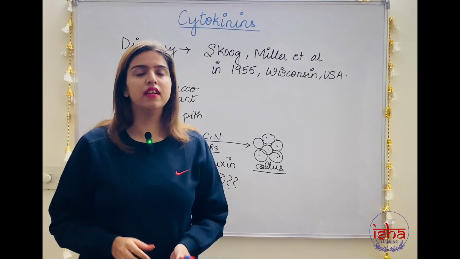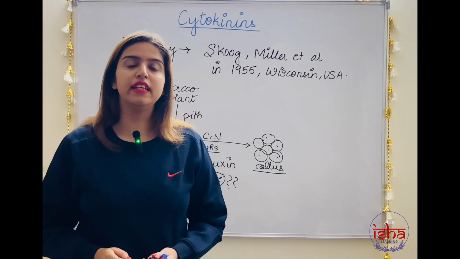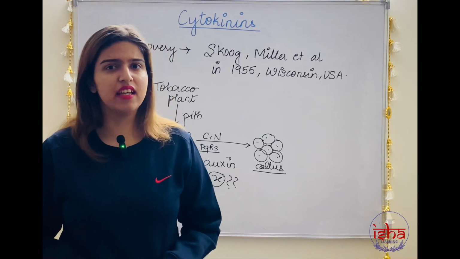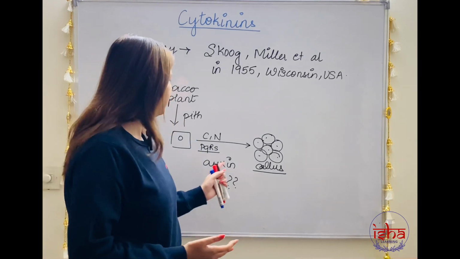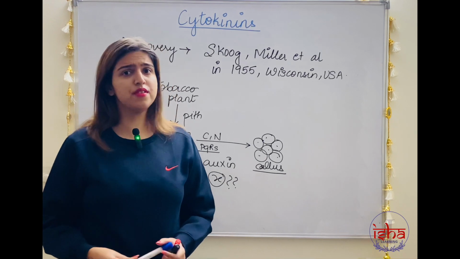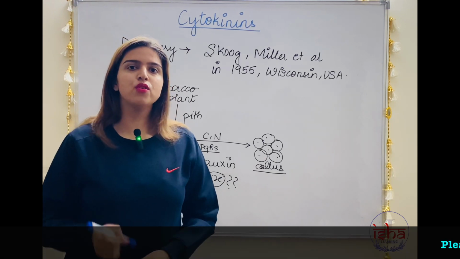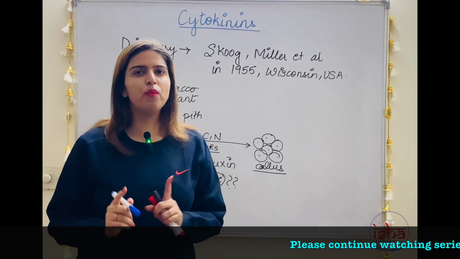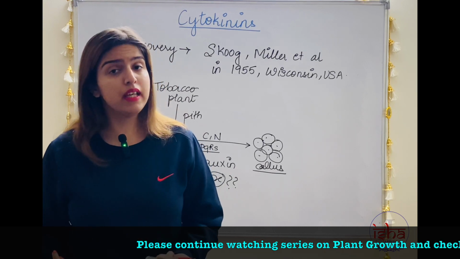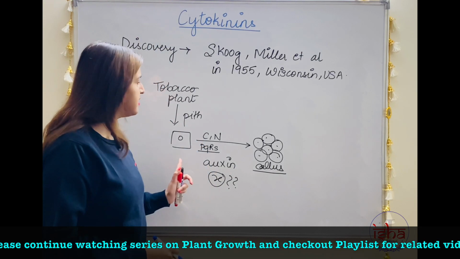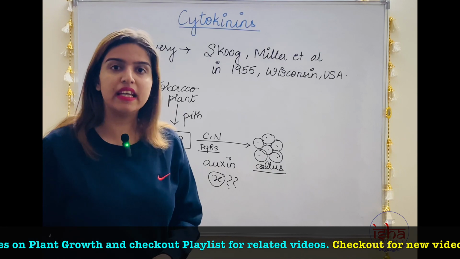Finally what he did, there was a bottle of old DNA lying in his lab. He just took it and he added that in the medium. And to his surprise, it worked. So definitely this old bottle of DNA had something that was causing the cell to rapidly divide.